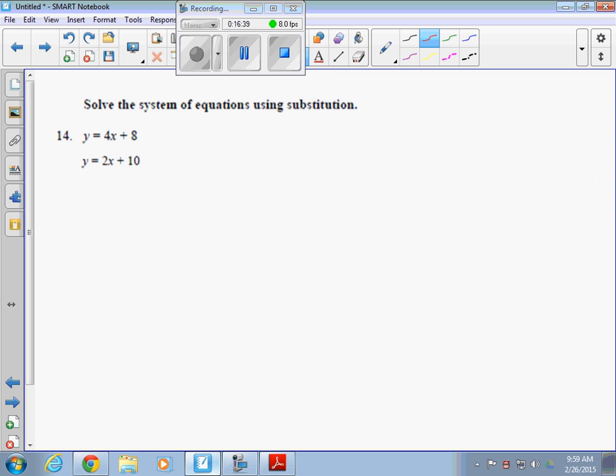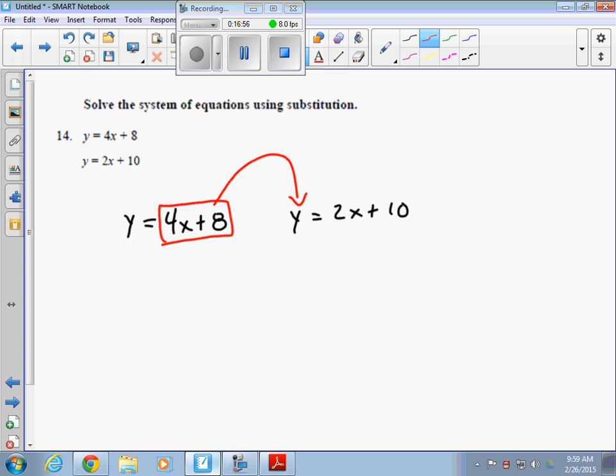Solve this system using substitution. With substitution, it helps if you just write them side by side. Y equals 4x plus 8 and y equals 2x plus 10. This expression represents what y is because it says y equals that. So that means in place of y, we can plug in 4x plus 8 equals 2x plus 10. Subtract 2x on both sides since it's smaller.